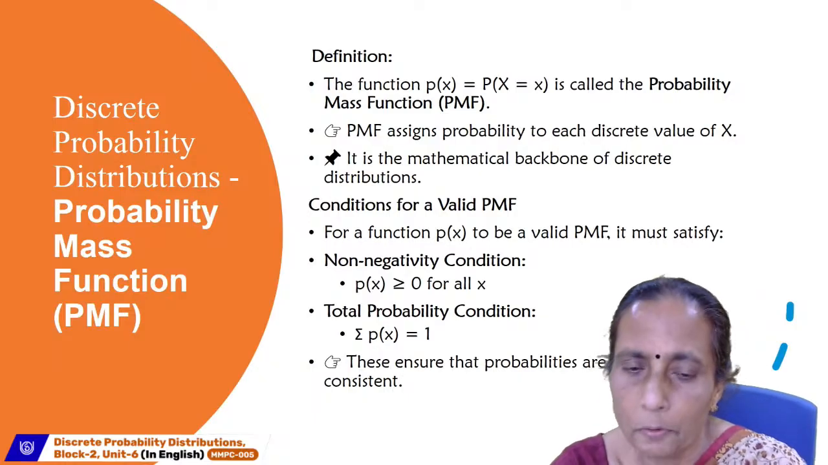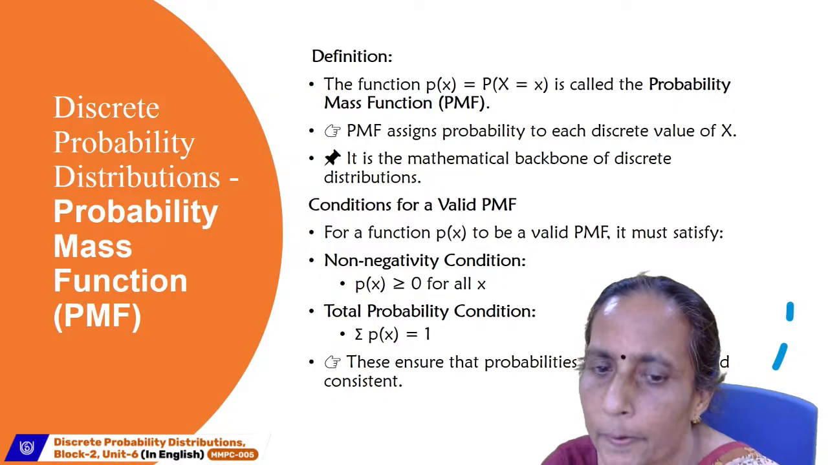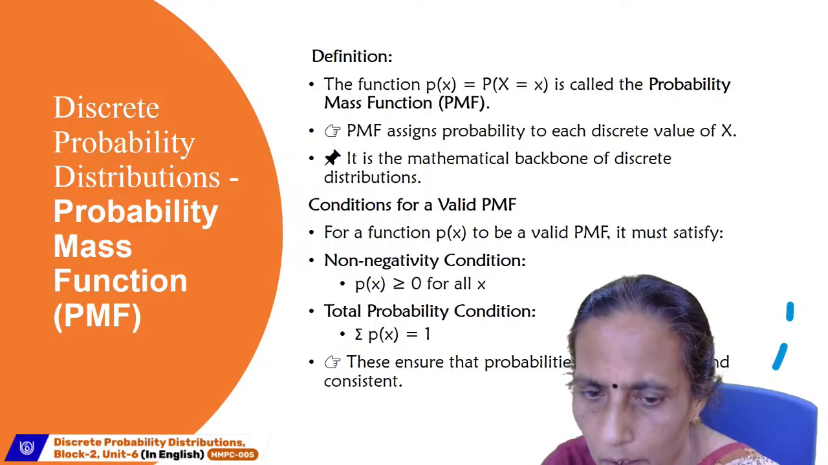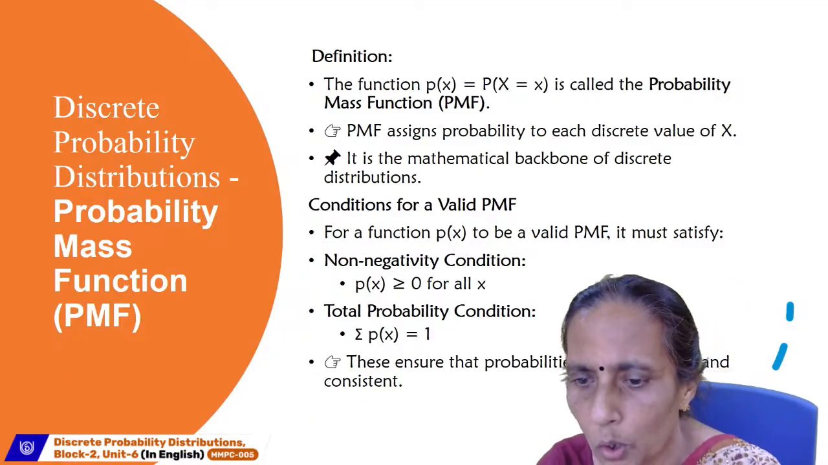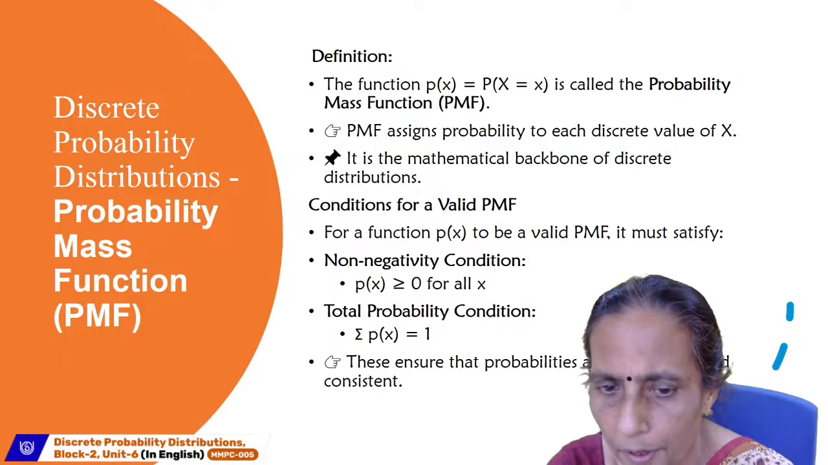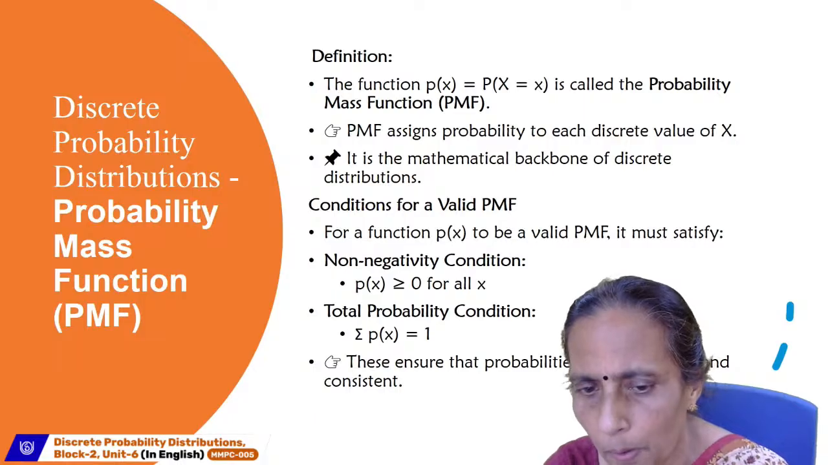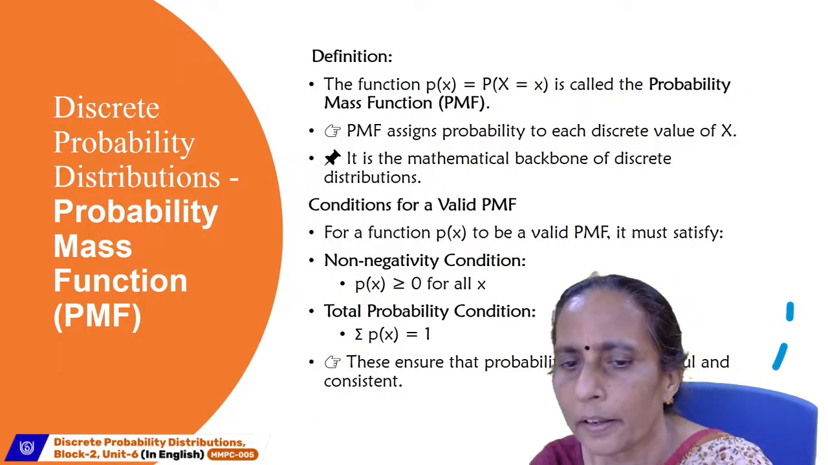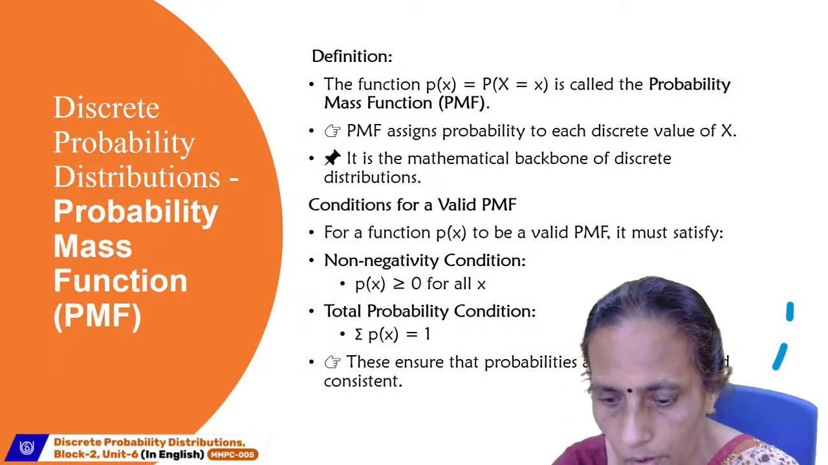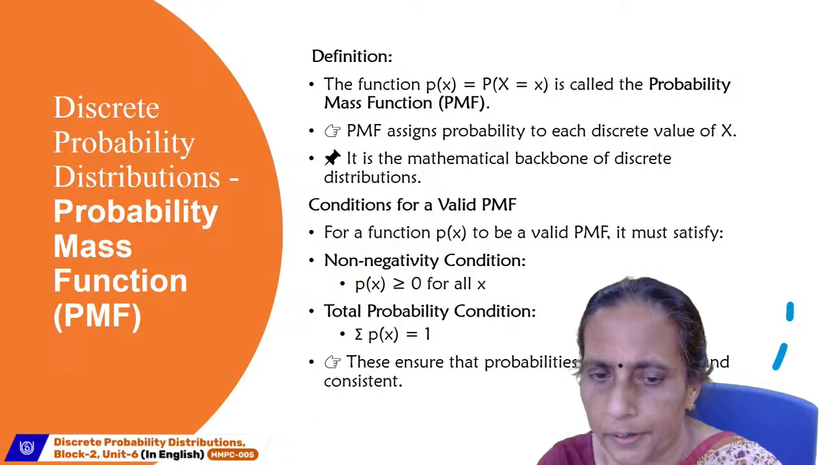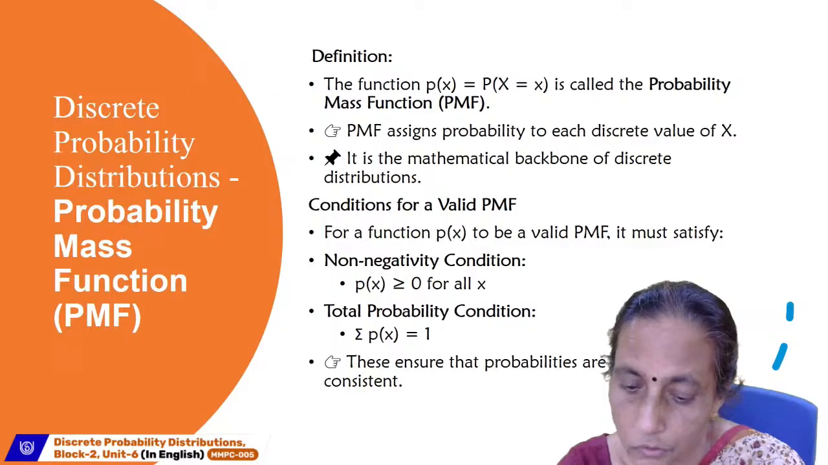For a random variable, if you assign several values, then the probability of each occurrence adds up to 1. That means, for the total sample space, if you add up the probability of each value in the sample space, it will be equal to 1, and we call that a certain event. So this ensures that probabilities are meaningful and consistent.